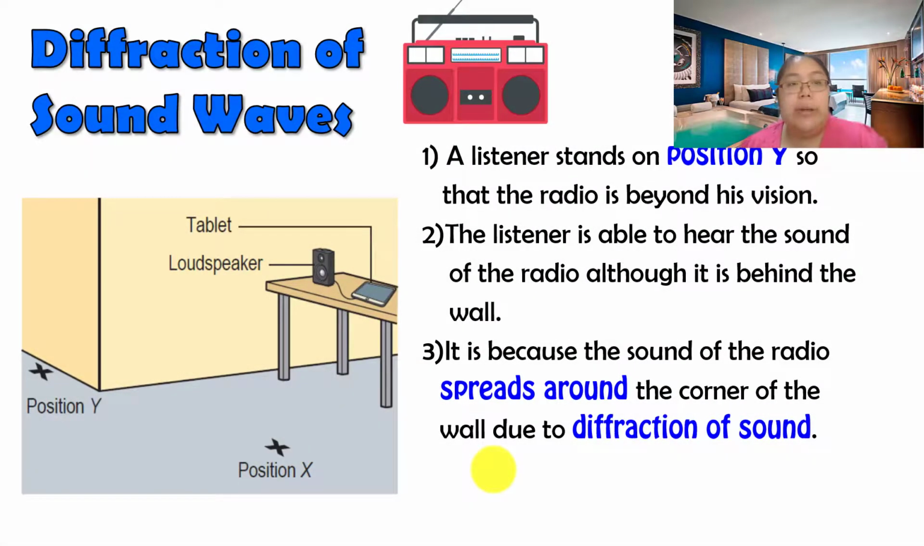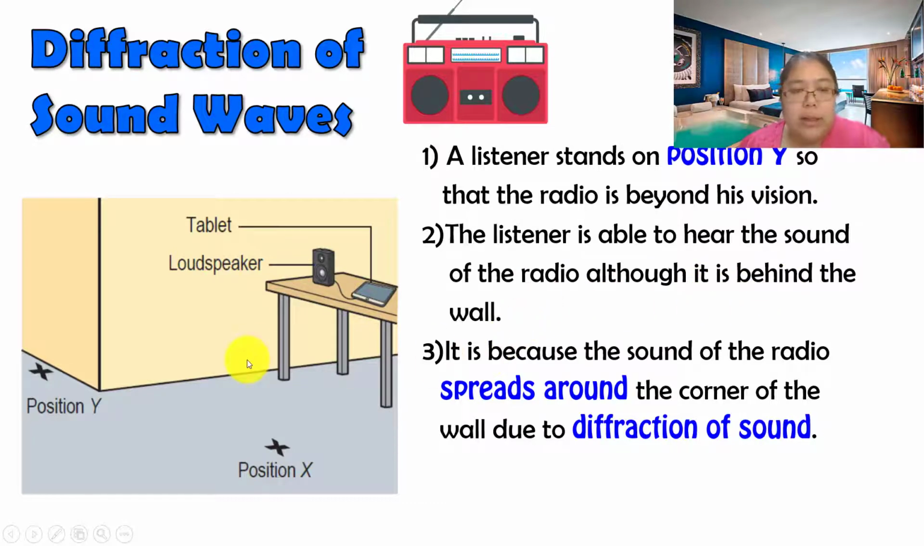Okay, the last one should be the diffraction of the sound wave. This one is a listener standing at position Y, so that the radio is beyond his vision. They cannot see the radio; they are just at the corner there. Then the listener is still able to hear the sound of the radio, although they are just behind the wall.